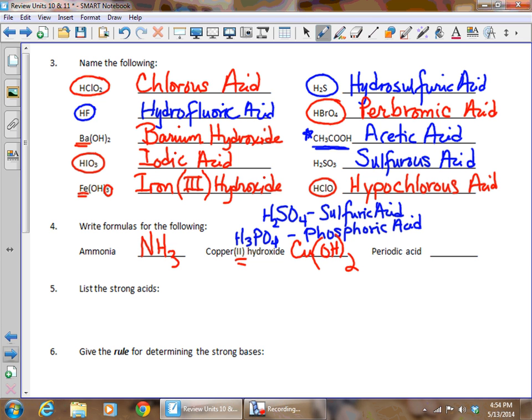And the last one is not periodic acid, as people keep wanting to call it. It's periodic acid, which should tell you that there's 4 oxygens. It's going to start with an H. Since iode is the root, it's iodine. And then, since it starts with per and ends with ic, we know it has 4 oxygens. So periodic acid, HIO4.